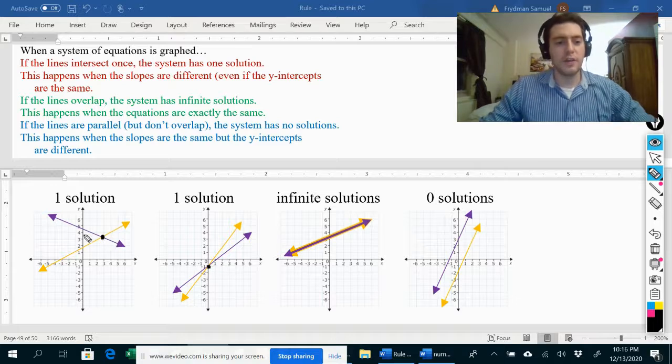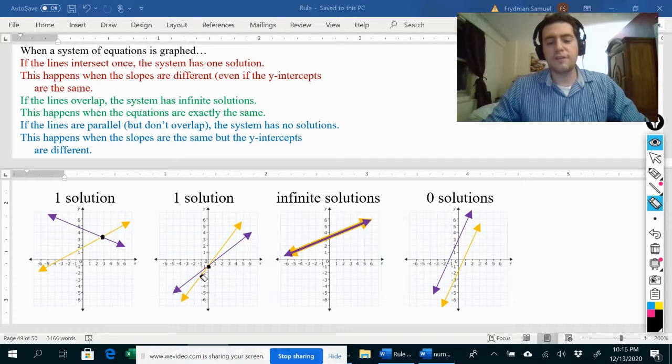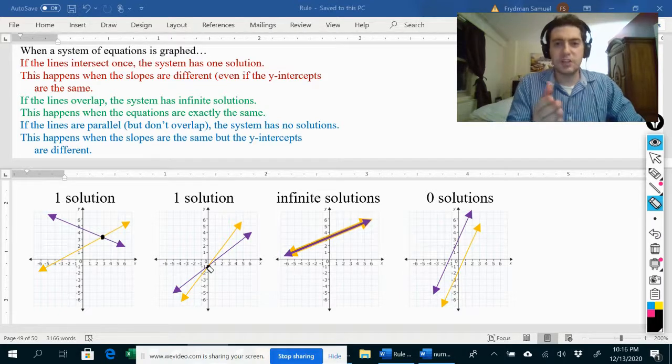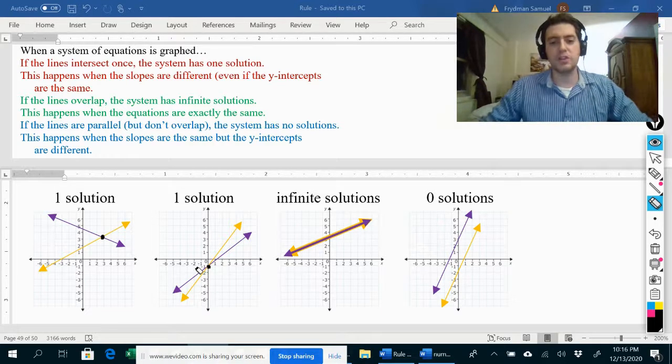So over here, the y-intercepts were different, okay? And the lines just met somewhere else. They intersected right over here. If the y-intercepts are the same, all that means is that the point of intersection is the y-intercept. Okay, but still, it's just one intersection. So there would only be one solution for that system of equations.